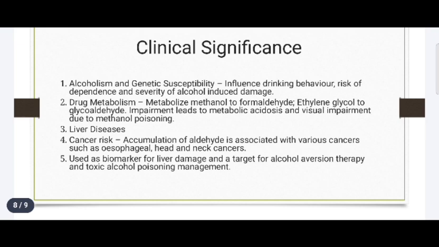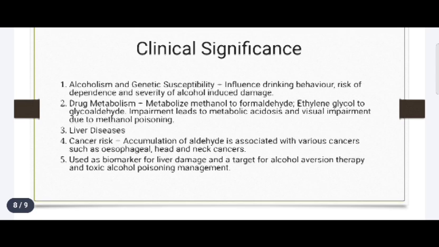It has a major role in liver disease and in cancer by avoiding accumulation of aldehyde, which is associated with various cancers such as esophageal, head and neck cancer. It is also used as a biomarker for liver damage and a target for alcohol aversion therapy and toxic alcohol poisoning management. These are all the different roles of alcohol dehydrogenase and their clinical significance.